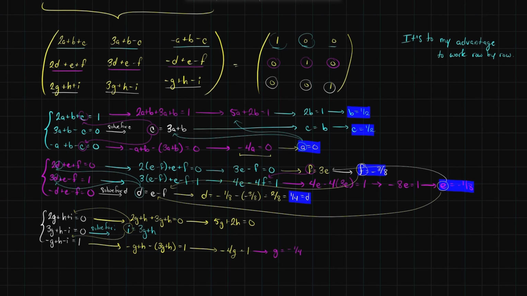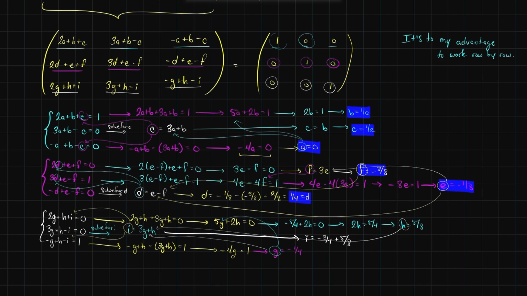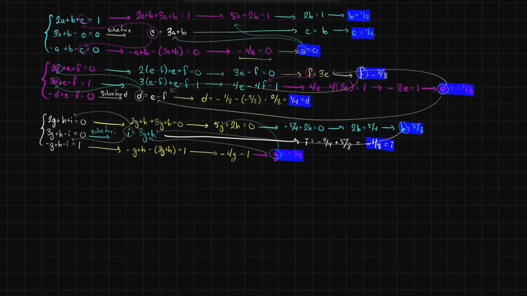Now that I know g is negative 1/4, I can use it up here and recover that negative 5/4 plus 2h is 0, or rather 2h is 5/4, or h is 5/8. Now that I know g and h, I can plug them both in for i to give me that i is 3g, so negative 3/4, plus h, plus 5/8. 3/4 is 6/8, by the way, so negative 6/8 plus 5/8 is negative 1/8 for i. So now I've found g, h, and i, and that's everything I need for my inverse matrix.